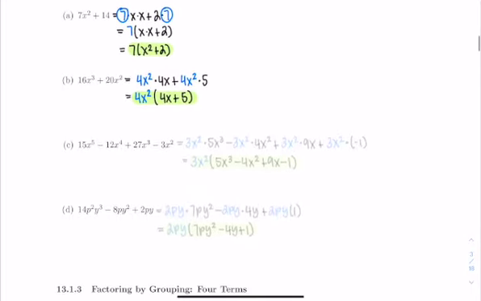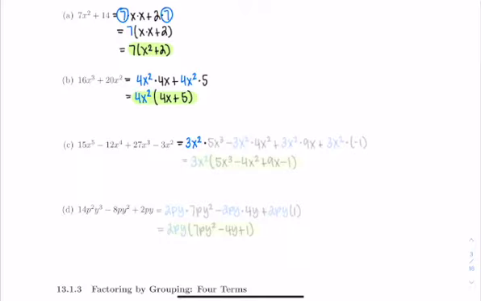Let's look at something a little bit longer. 15x to the 5th minus 12x to the 4th plus 27x cubed minus 3x squared. What do they all have in common number-wise between 15, 12, 27, and 3? Well, I could pull a 3 out. And what about variables? Well, again, it's the smallest exponent that's there, which is x squared. So we can pull out a 3x squared out of all of the pieces.